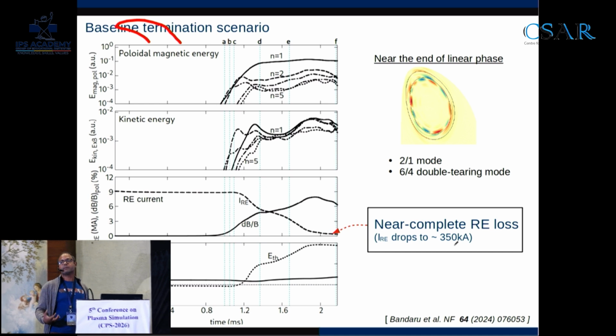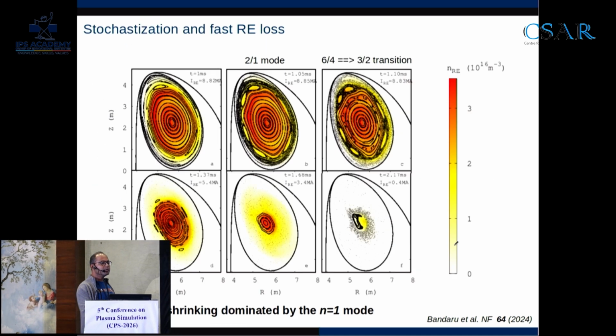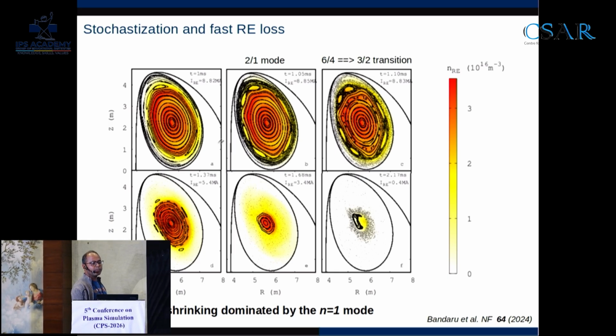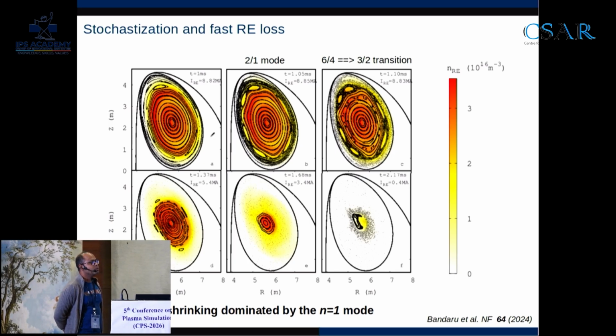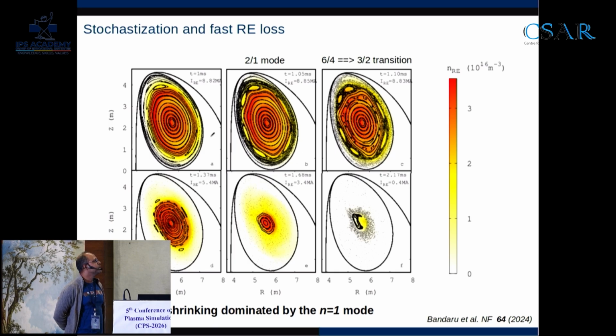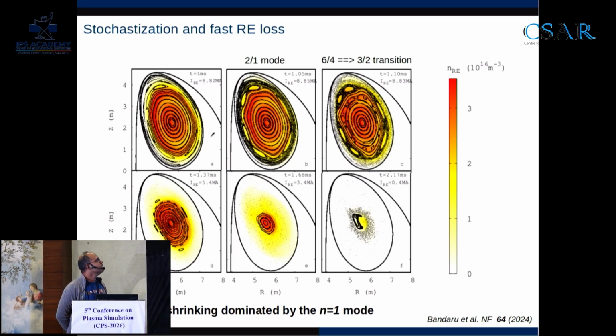So what is happening because of which the runaway beam is getting lost? We'll see that. At the end of the linear phase, if you see the top left-hand side picture, you have the 2-1 tearing mode leading to stochastization of the magnetic field closer to the edge. Afterwards, the nonlinear activity is leading to further stochastization, and what is important here is the stochastic region keeps on growing and the core continues to shrink.